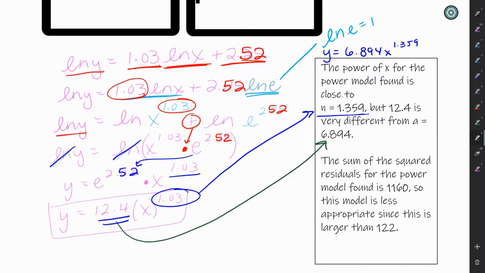From here, I would like you to pause the video and go through the process of finding the sum of the squared residuals for this model that we just found. If you need to, you can go back and look at the calculator steps, but I would like you to pause the video and find the sum of the squared residuals and then come back.